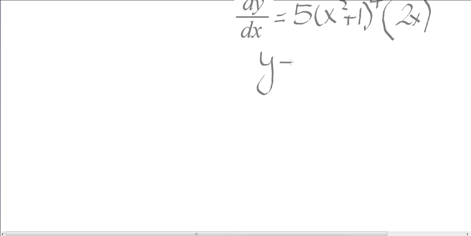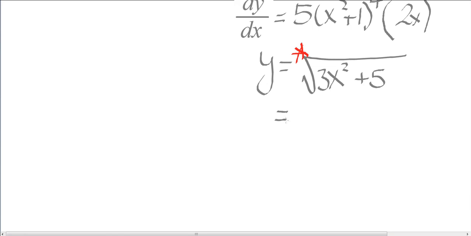Another example, y equals the square root of 3x squared plus 5. I'll put it like that. Warning, say that to yourself: can't differentiate a square root, must change it to up to the power of a half. So before you even think about differentiating, change it to the power of a half. So I have all that mess there up to a half.